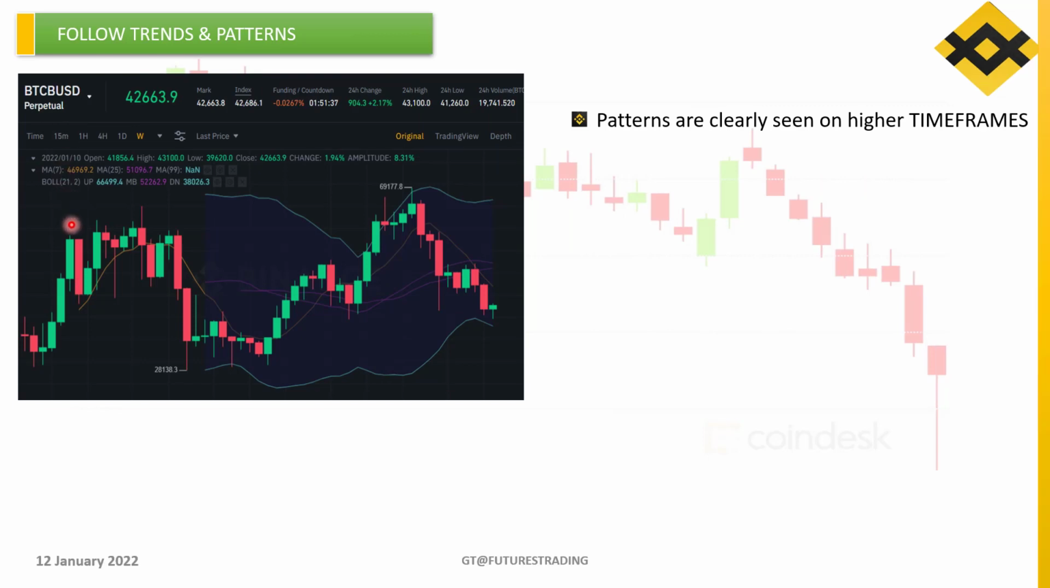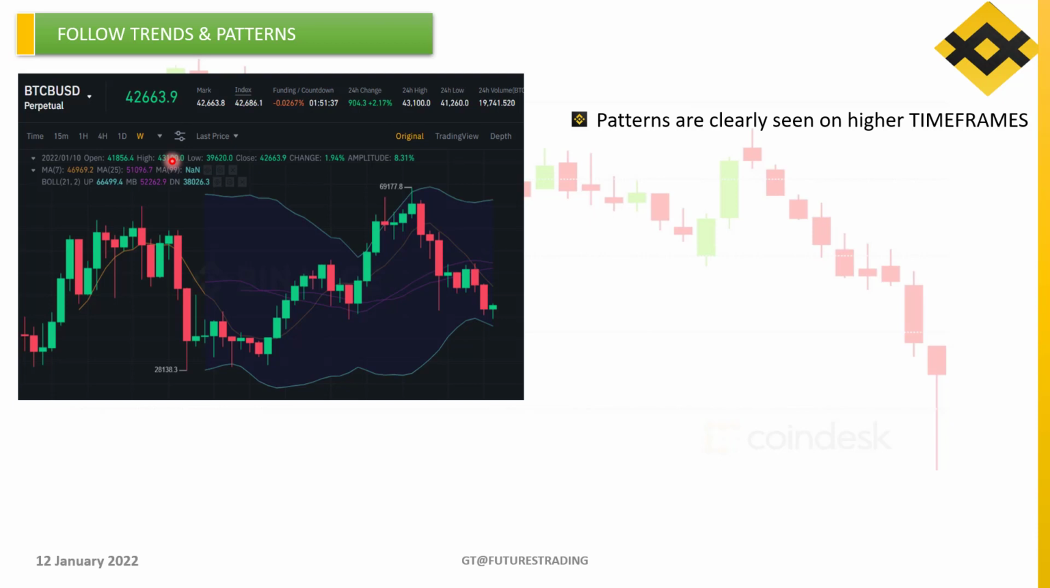Now this is a chart showing the BTC on a weekly time frame. We have different time frames. We have the weekly time frame, the monthly time frame, the hour time frame, daily time frame, and so forth. Looking at this chart on a higher time frame will enable you to see the patterns clearly. That way you'll be able to make good entries in order for you to make profit when trading.